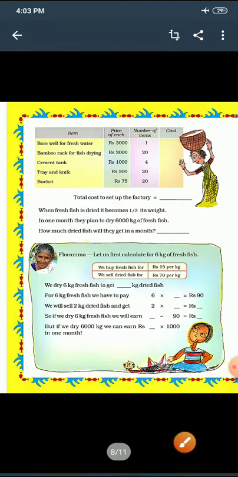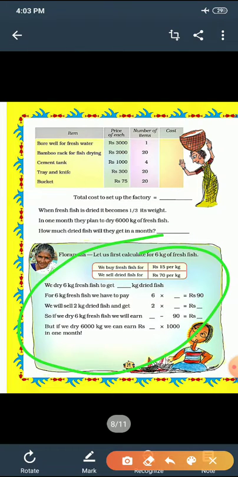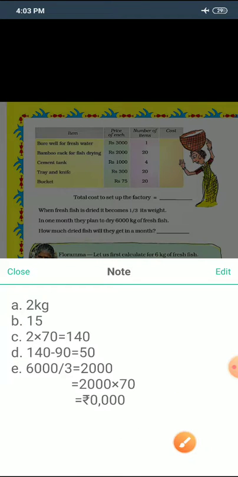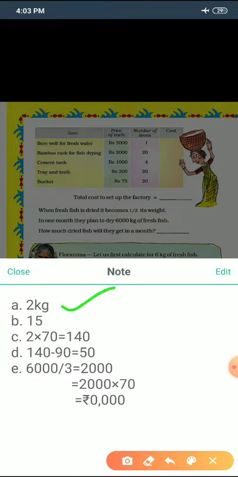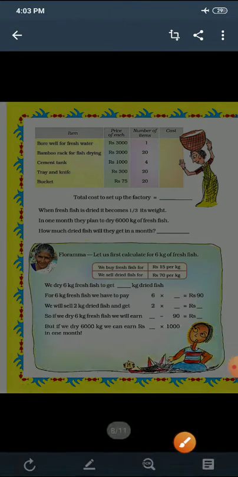Now this we have to do. It is said that we dry 6 kg fresh fish to get dash kg dry fish. Means if we dry 6 kg fresh fishes, we get dash kg of dry fishes. Now it is said that the weight will be 1/3. So 6 divided by 3, the answer is 2 kg. So they will get 2 kg of the fishes.